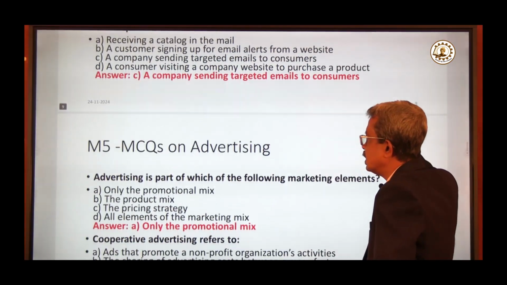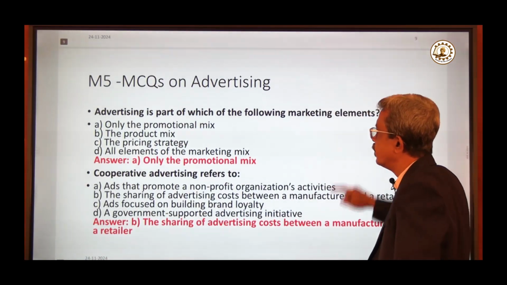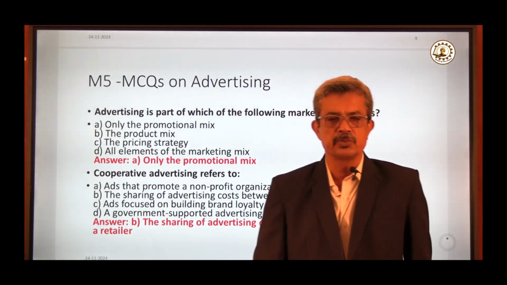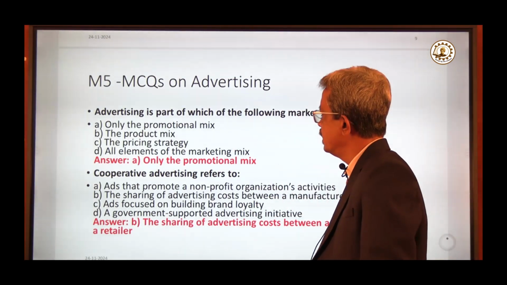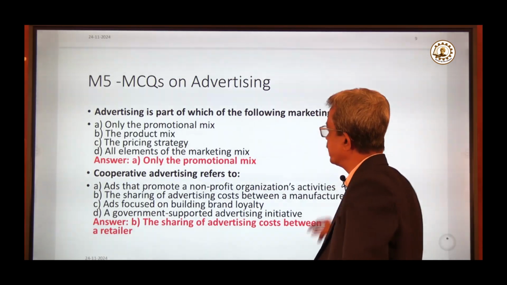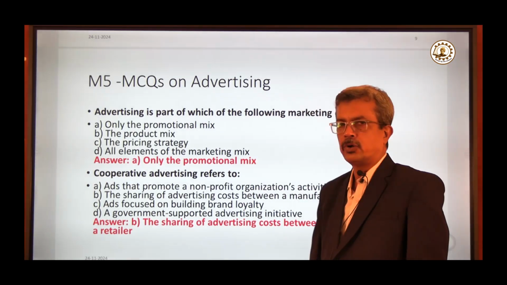Moving on to the next module, that is module number 5. Here we are going to talk about MCQs on advertising, multiple choice questions on advertising. Question number 1: advertising is a part of which of the following marketing elements?